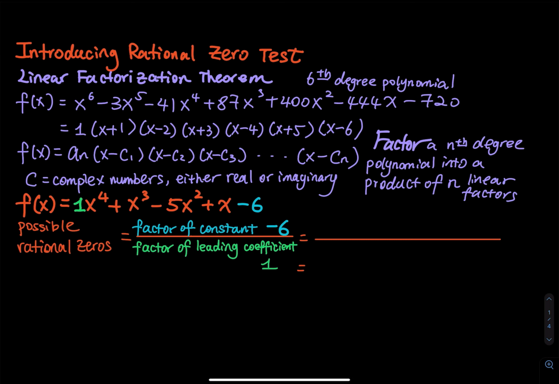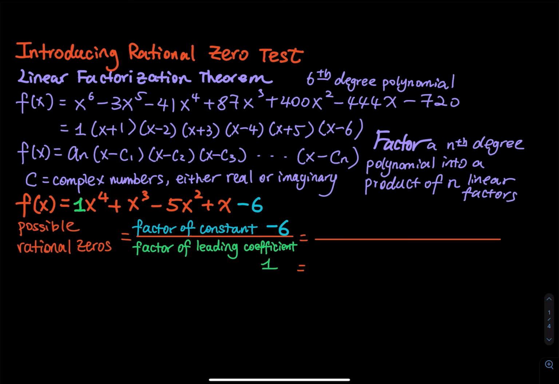So the example I gave you is f of x equals x to the 4th minus x to the 3rd minus 5x squared plus x minus 6. I would like you to factor this 4th degree polynomial first, and then set that equal to 0 to find the zeros of this function. What does zero mean? Zero of a function means the x-intercept. When x is equal to this number, y is equal to 0. So that is what I mean by zero.